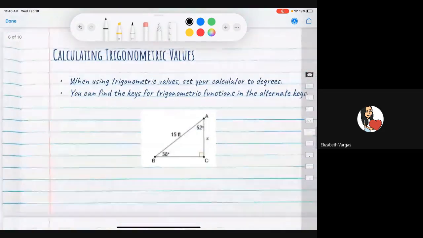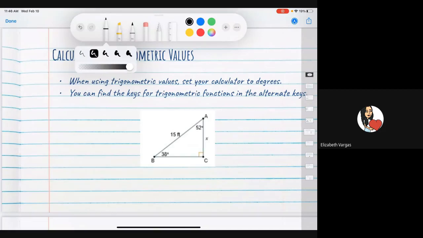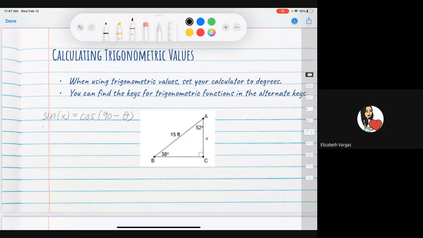What I also want to discuss is how we might be able to use a different type of trigonometric ratio to solve for this problem. And that is sine x is equal to cos of 90 minus whatever acute angle we use, or we have cos x is equal to sine of 90 minus whatever our missing angle is.